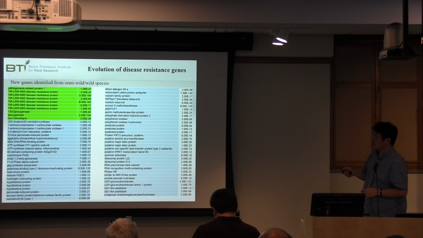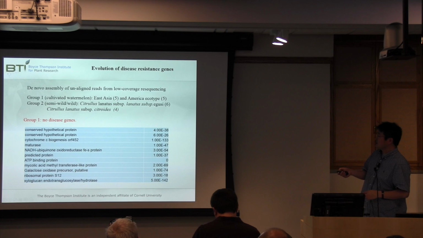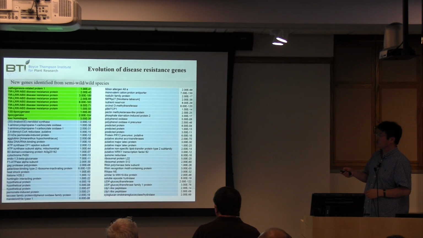We mapped the reads from these cultivars to these genes, and none of them was found. So that means these genes are really missing, lost during the domestication process.